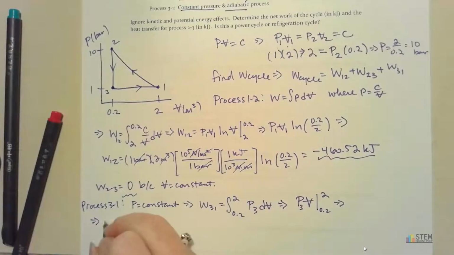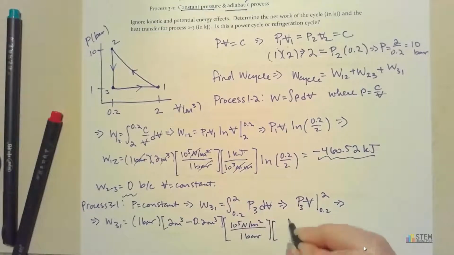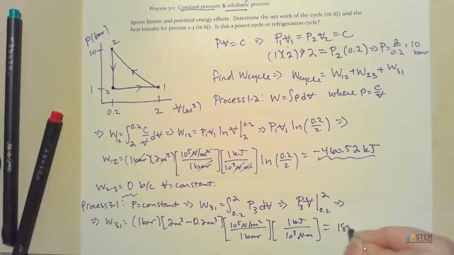Let's go down here. So our work, when we plug everything in, we have 1 bar from P3, and then plug in these volumes. So you get 2 cubic meters minus 0.2 cubic meters. And again, you got to do those conversions. So that's the 10 to the 5th Newton per square meter over 1 bar. Multiply that by 1 kilojoule per 10 to the 3rd Newton meters. So this will make your units all work out to kilojoules. Once you do the calculations, you get 180 kilojoules.